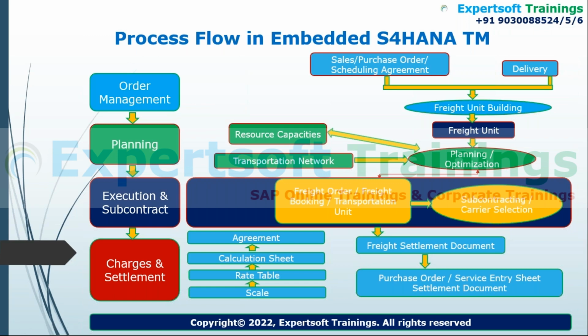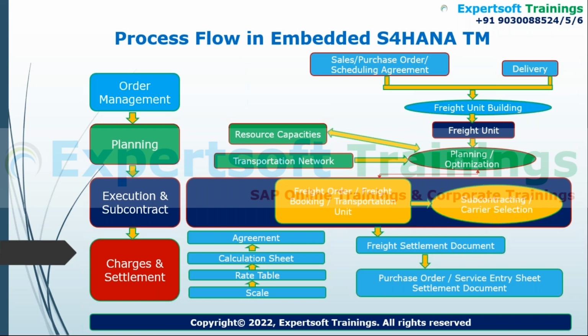One thing, Virender, Prashant this side. Since in LETRA the source for the transportation module was delivery, here, as per the diagram, for the creation of a freight unit the source will be sales order, purchase order, scheduling agreement, or delivery. It can be both or it can be one. But the recommendation is delivery. You can also have it from the order. It supports both order-based planning and delivery-based planning.